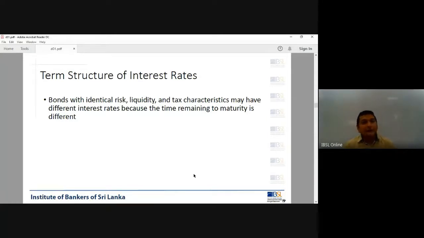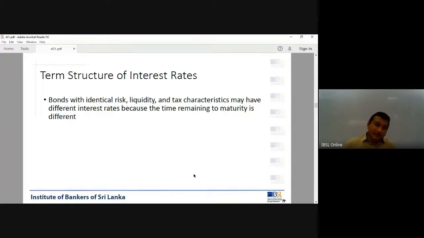So previously we kept maturity constant under the risk structure, and we varied default probability, liquidity, and tax characteristics. Here we make default probability, liquidity, and tax characteristics constant, but we vary the maturity. Okay. So bonds with identical risk, liquidity, and tax characteristics may have different interest rates because the time remaining to maturity is different. That is what term structure is explaining.